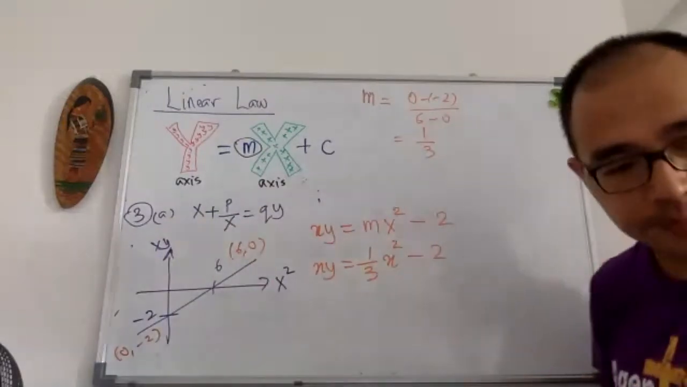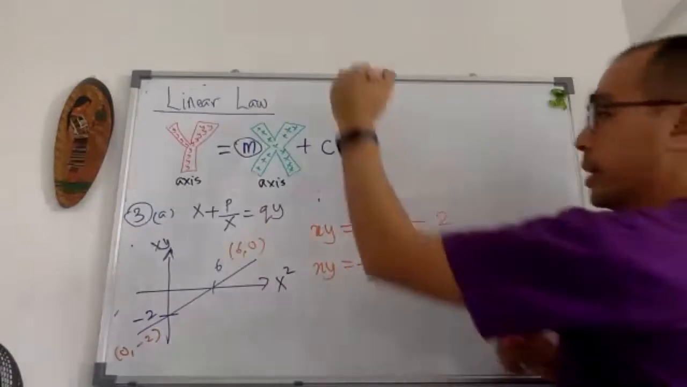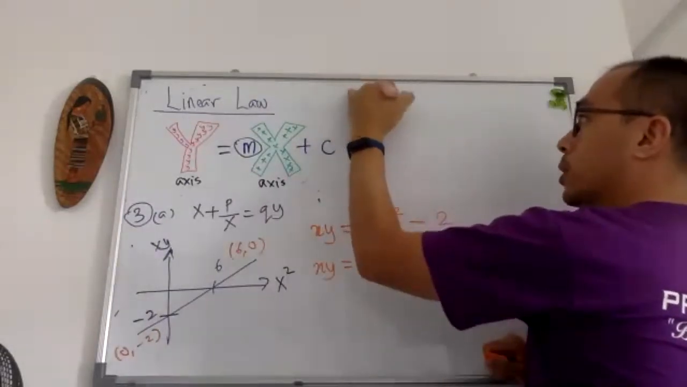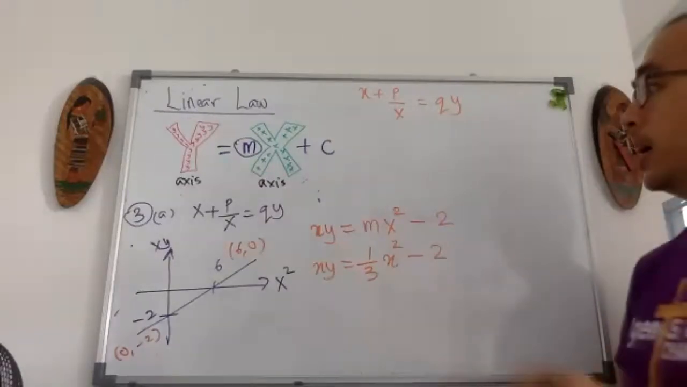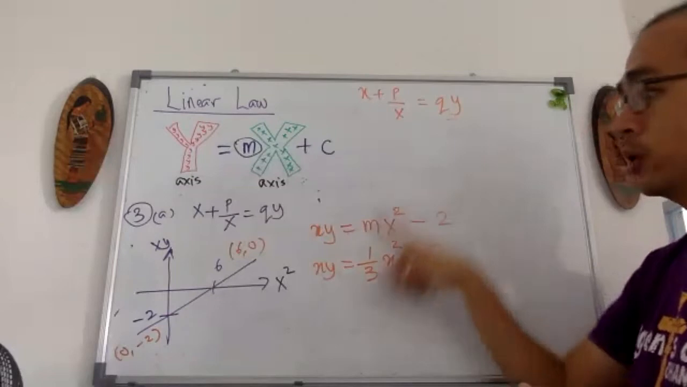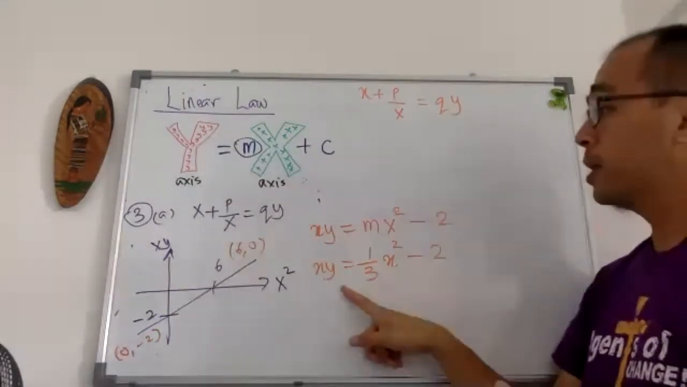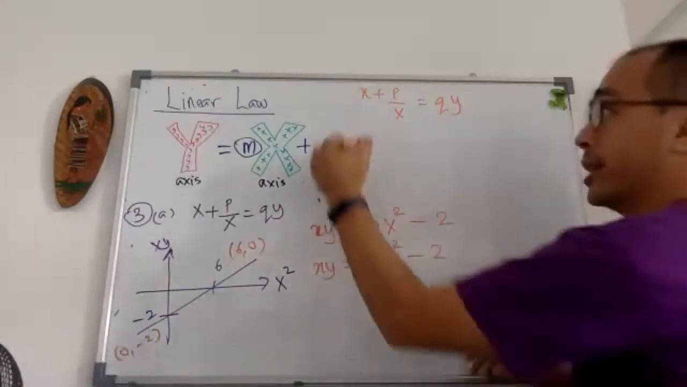Oh dear. Why not too small? Okay, x plus p over x equals to qy. Okay, let's take a look. It would make more sense for me to change the qy into xy first. So how do I change qy into xy? I multiply everything by x.